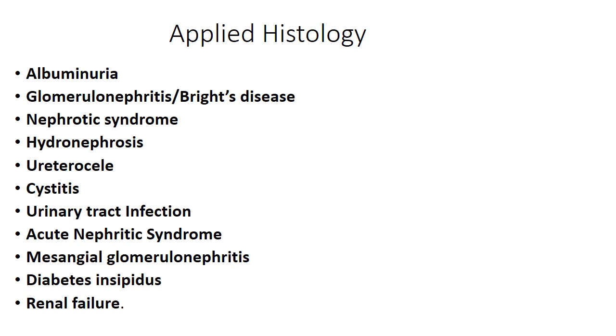Then there is an immunological disorder known as mesangial glomerulonephritis. Here the immune complex gets deposited in the mesangium, and it converts the glomerular tuft to a cellular spherical mass by hyalinization. Then there is diabetes insipidus.